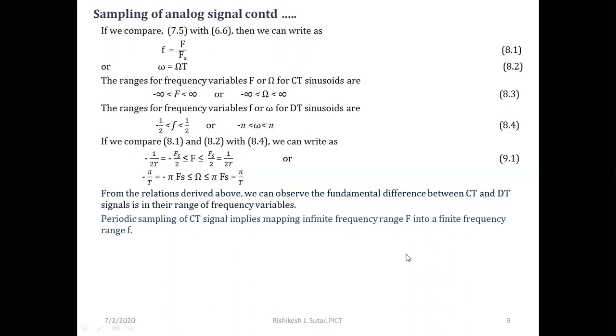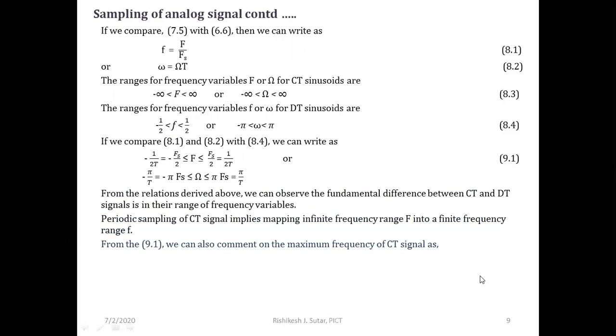Periodic sampling of a continuous time signal implies mapping an infinite frequency range, capital F, into a finite frequency range, small f. Capital F is running from minus infinity to plus infinity, while small f is running from minus 1/2 up to plus 1/2. That's why it is the mapping of an infinite frequency range into a finite frequency range.